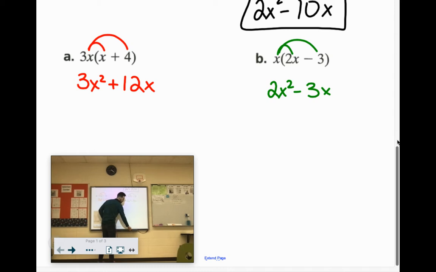And again, these are in standard form, you'll notice. The exponents go down. This is x to the second, then x to the first, and if there was like a 5 there, that would be x to the 0 power, so that would go at the end.